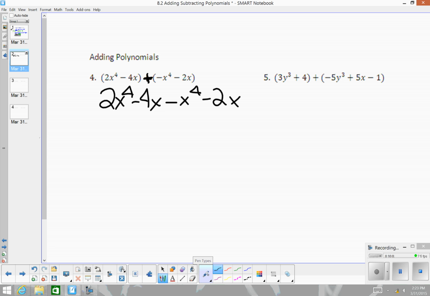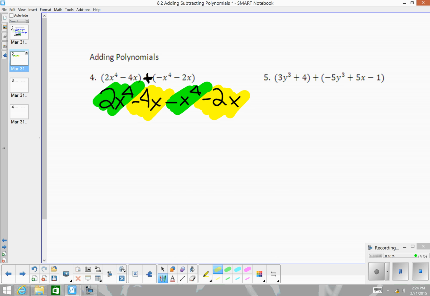So just like we did before, okay, highlight 2x to the fourth goes with negative x to the fourth. Okay, those are my like terms. Now I have negative 4x, right? His last name is x. Then I have negative 2x. So they're in the same family.